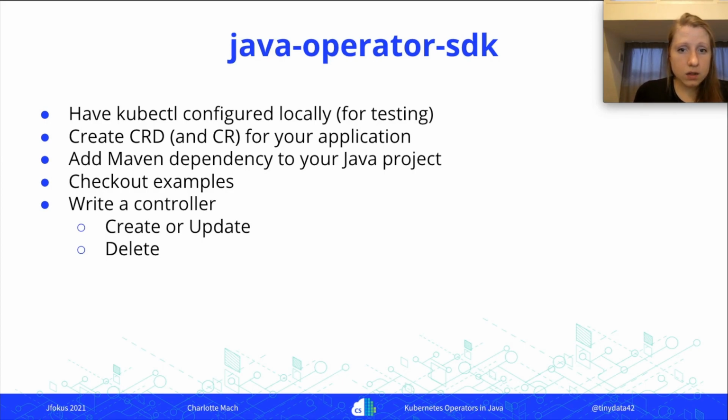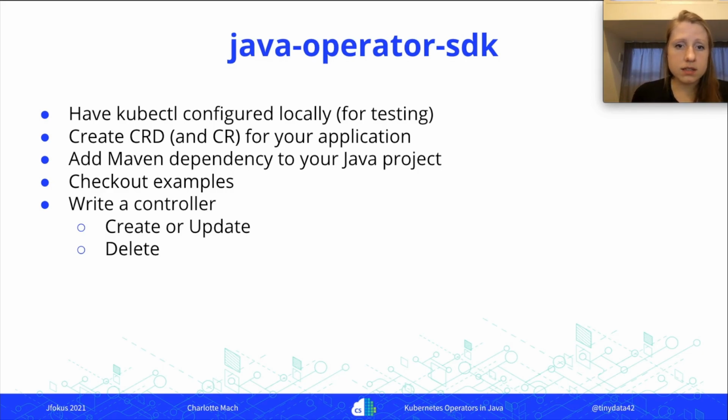Now, if we get started with the operator SDK, the Java operator SDK, we need a few things up front. First, we need kubectl configured, so you want a cluster reachable. It doesn't matter if it's local or remote. I'm using Docker for Desktop, for example. You can also have a remote cluster. If you just run it in your IDE, the operator automatically picks up on the kubectl configuration and then talks to your cluster for you.